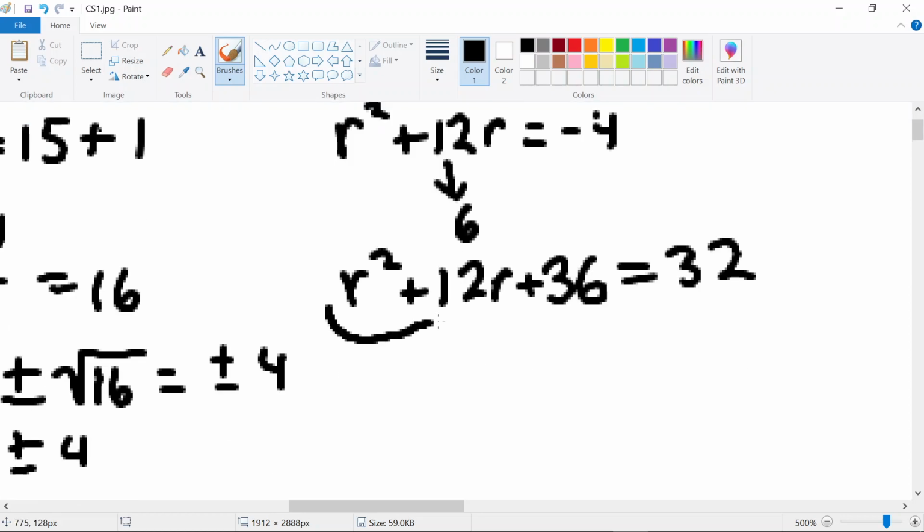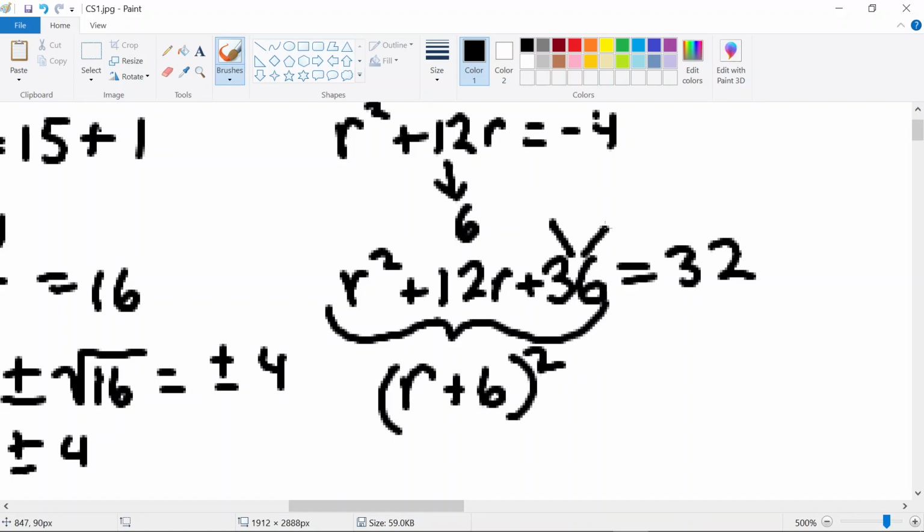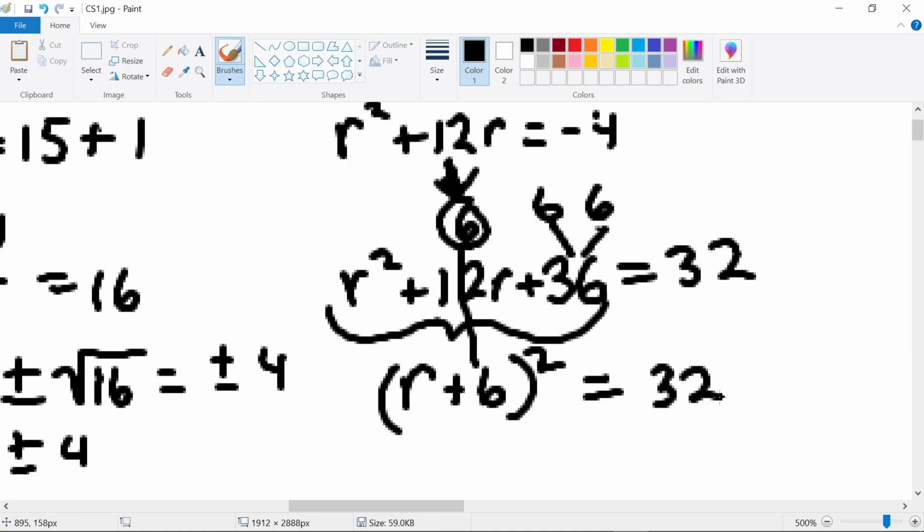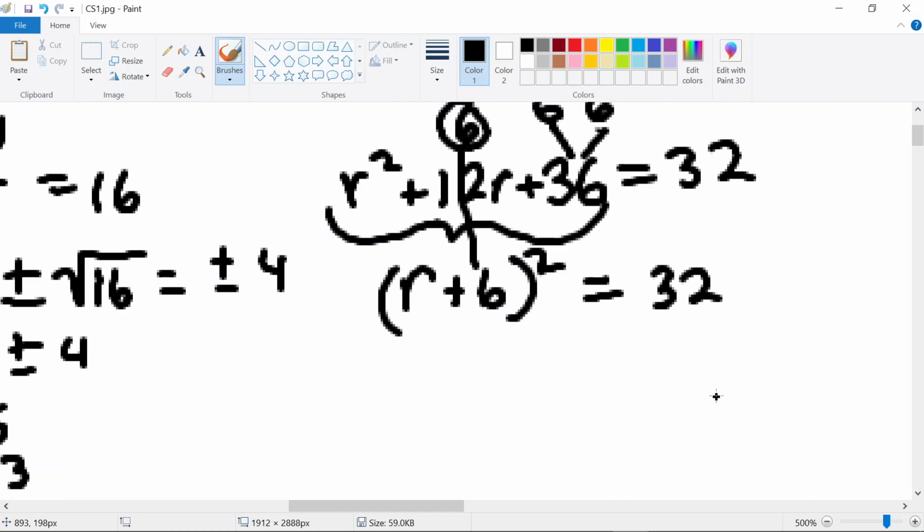Now I have to factor this, but it's just (r plus 6) squared, because the factors of 36 that add to 12 are 6 times 6. 6 times 6 is 36. 6 plus 6 is 12. So take half of the coefficient of the non-squared term and just put it in the parentheses with the variable. And that still equals 32. Now, square root both sides. r plus 6 equals plus or minus square root of 32.